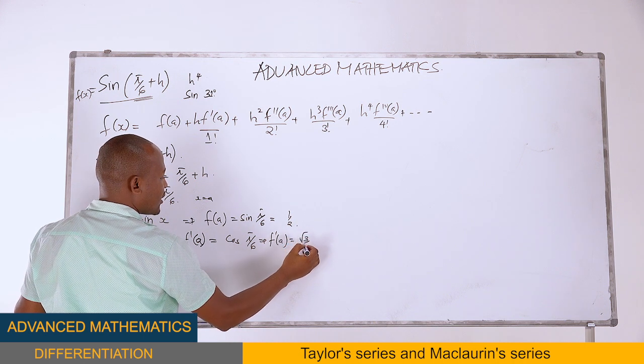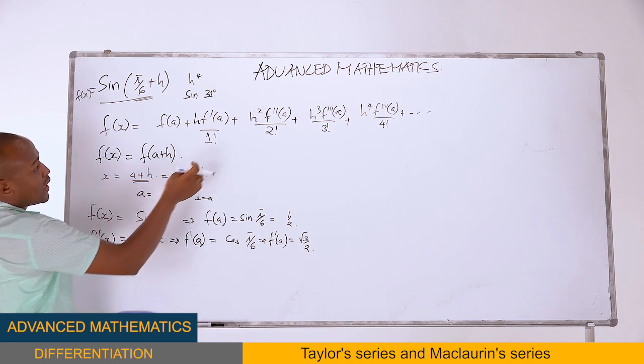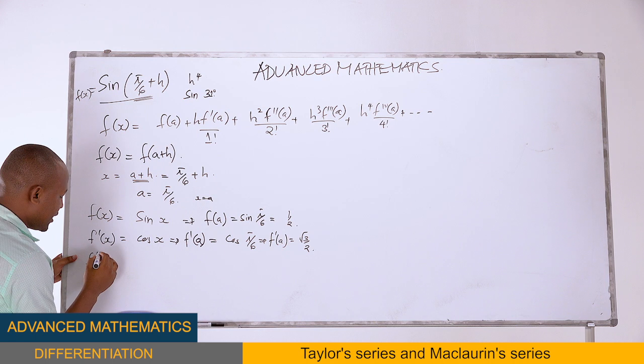Equals root 3 over 2. Now let's go on. We know this, we are at that point. What about that point and that point? Let's take the second derivative of this.